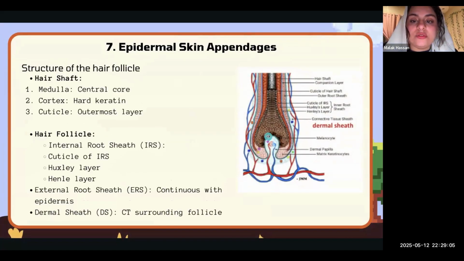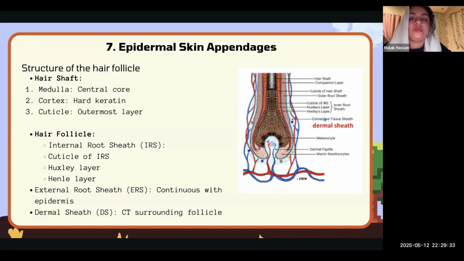Then you have the structure of the hair follicle. The hair follicle itself, you have the hair shaft itself. You have the medulla, which is the central core of the hair. Then you have the hard keratin, the cortex, and then the cuticle, which is the outermost layer. And then the hair follicle itself, you have the internal root sheath, which gives you the cuticle of the IRS, and then Huxley's layer, and then Henle's layer.